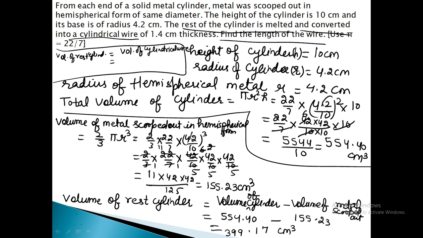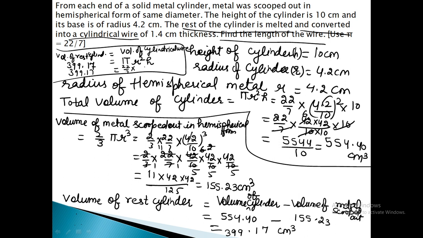You have to write here 399.17. Here we have to write the formula pi r raised to power 2 h. You have to use this formula. Now put the values: 399.17, pi is 22/7, and r is given.